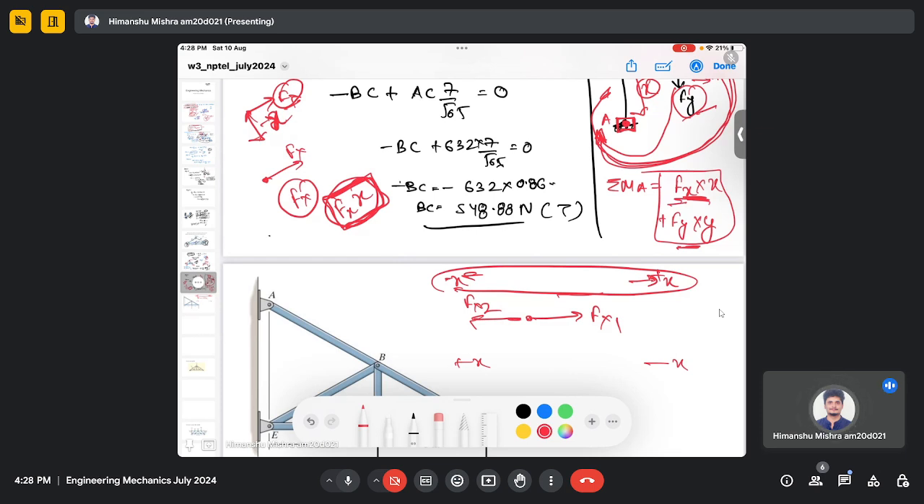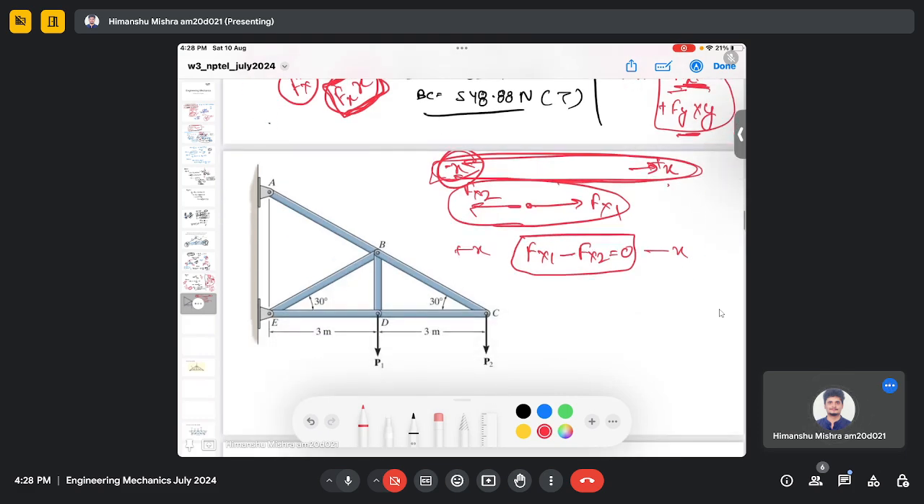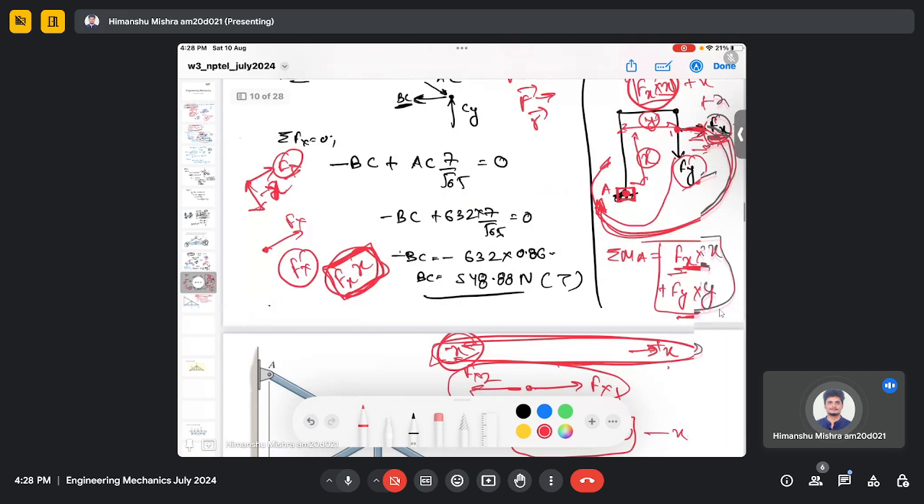Once you decide the coordinate system, then math will tell about the equation here, which is fx1 minus fx2 equal to 0. So math will tell this should be your equation. But first you need to define the coordinate system here, that this is my positive x-axis and this is my negative x-axis. Similarly, for the movement case, we are actually assigning the direction.